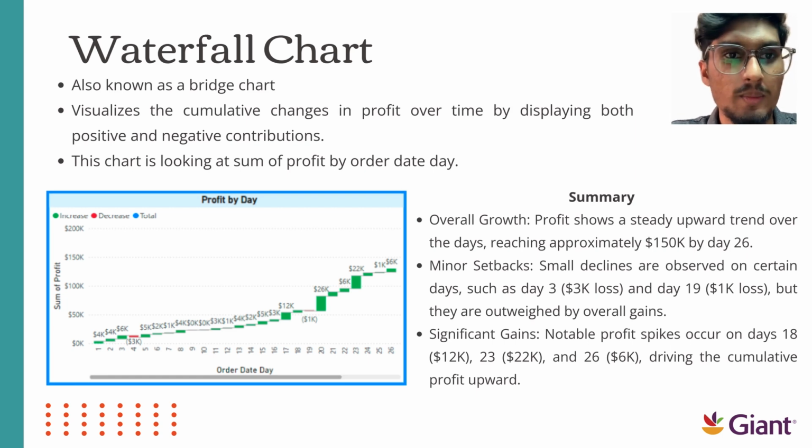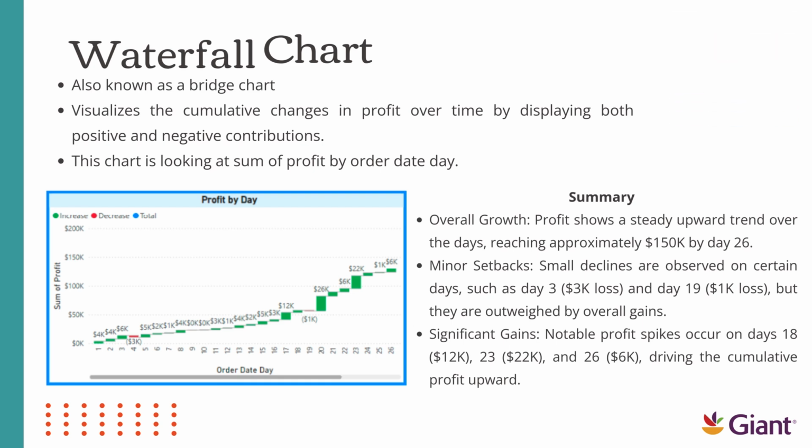Let's summarize the chart. Profit shows a steady upward trend over days, reaching approximately 150,000 by day 26. Small declines are observed on certain dates such as day 3 with around 3,000 loss and day 19 with around 1,000 loss, but they are outweighed by overall gains. Notable profit spikes occur on day 18 at around 12,000, day 23 at around 22,000, and day 26 at around 6,000, driving the cumulative profit upwards. Thank you.